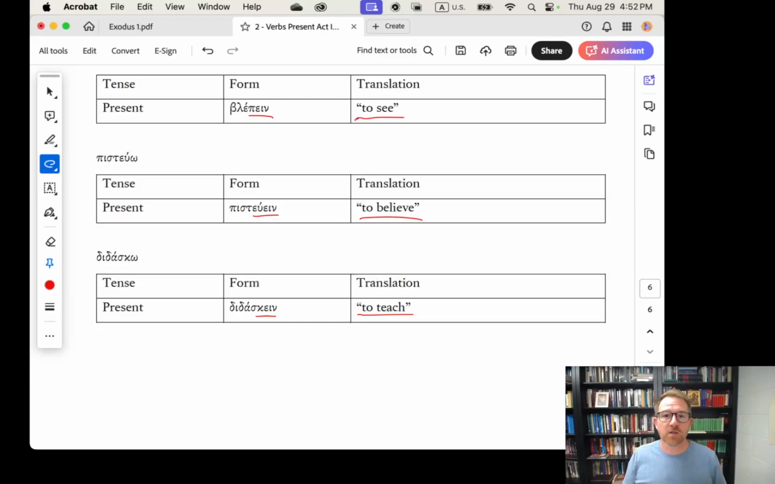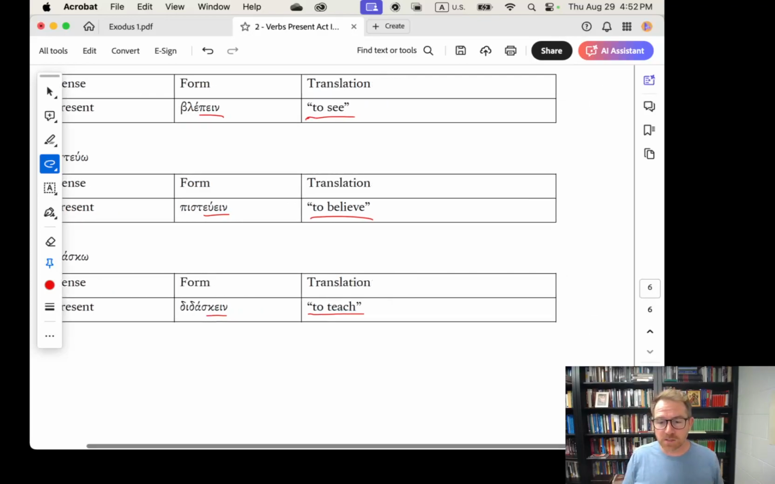So you have those endings to learn. O, ace, a, amen, ete, usi in the present active indicative, as well as the present active infinitive, epsilon, iota, nu. That's lesson 2, and you are already on your way to translating and reading New Testament Greek.